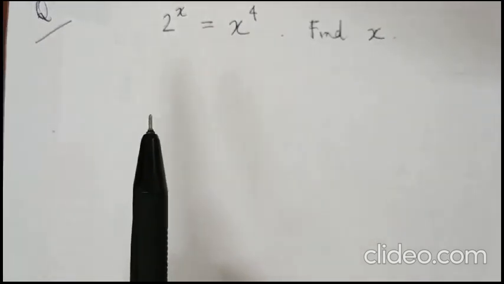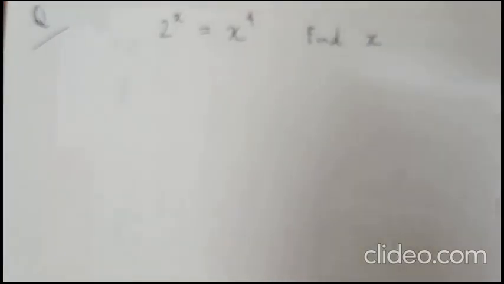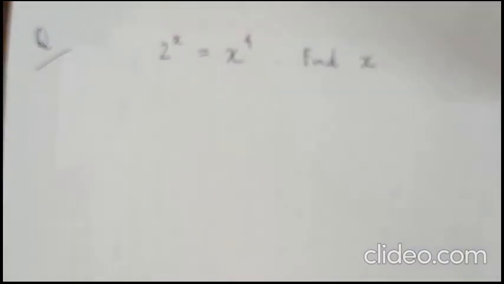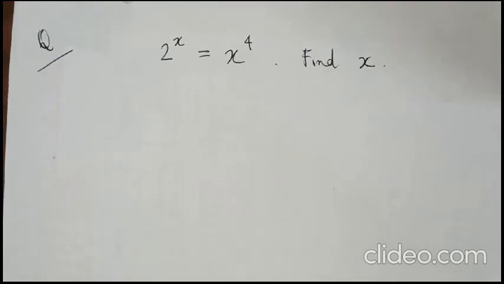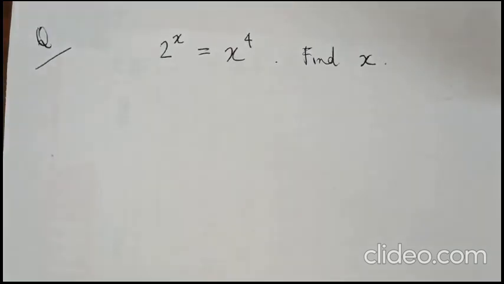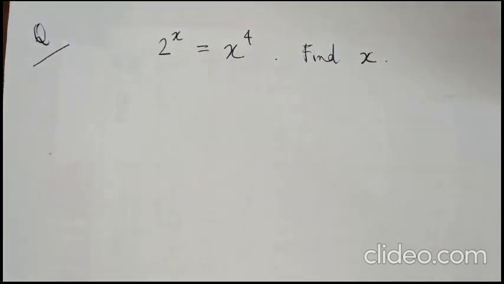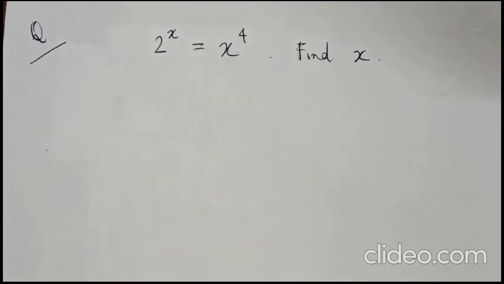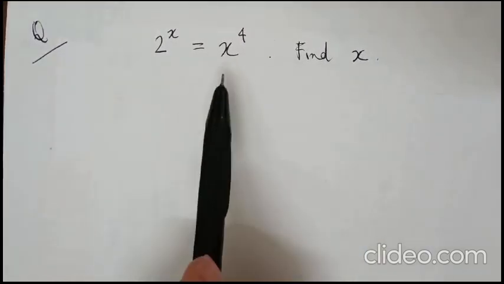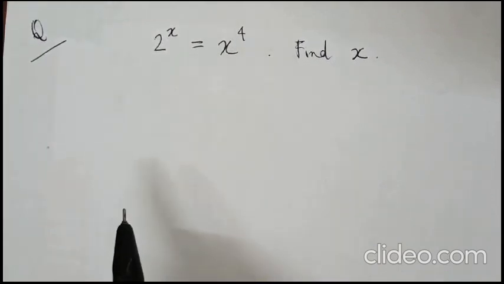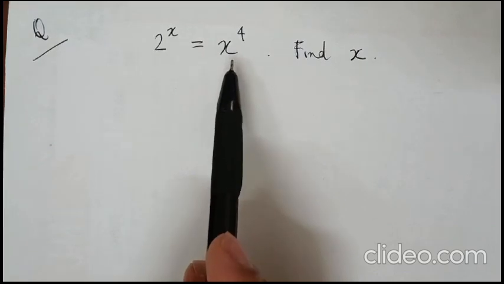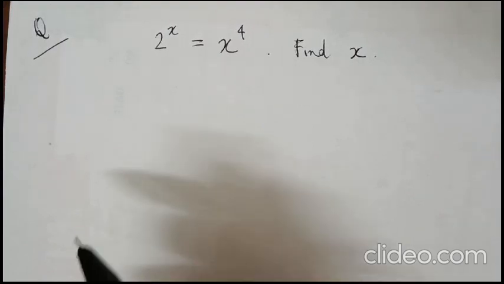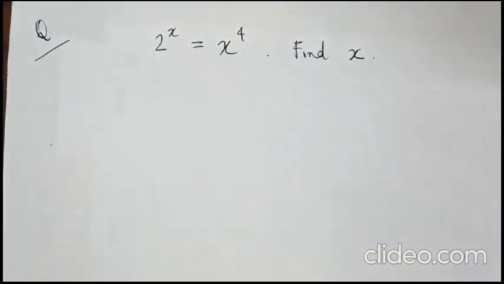The first problem here is like this. 2 to the power of x is equal to x to the power of 4. So find x, right? So what will we do when we see a problem like this? The first step here is, you have an x and a 4 here, so we will reduce this to x to the power of 1 by x. Why? We will just come to that later. So how should we reduce that to 1 by x?